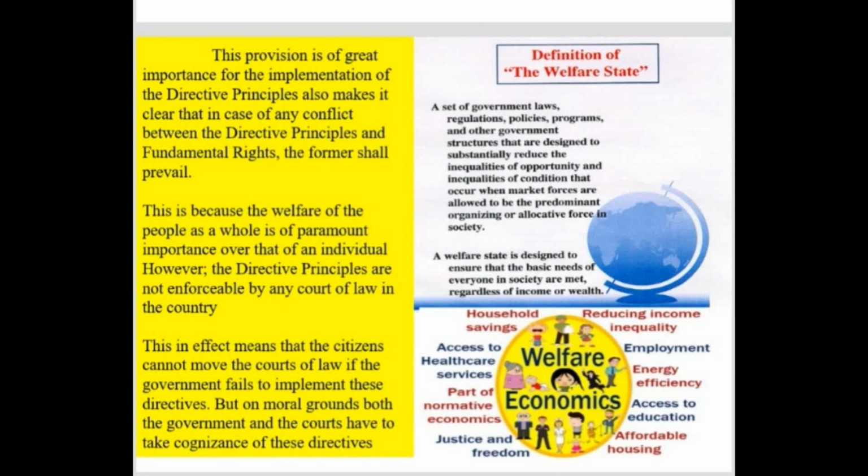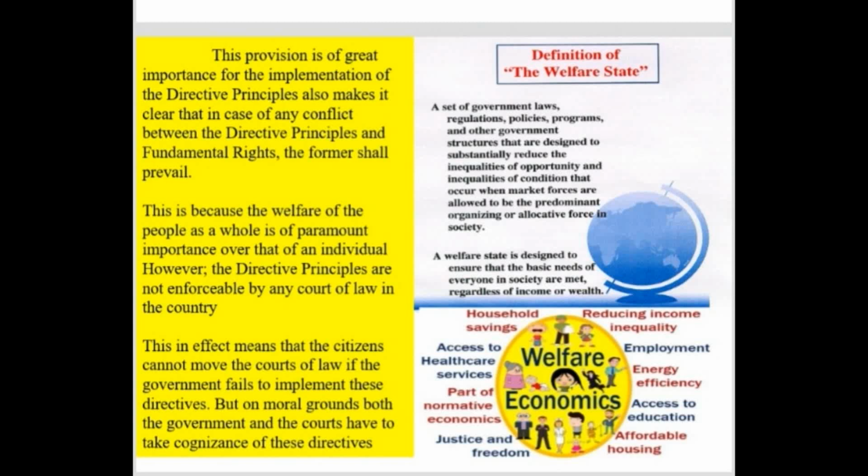So because of such a provision, no law can be declared unconstitutional even though it affects fundamental rights, unless directive principles are implemented efficiently. So it's a very important place given in the Constitution for directive principles. The governments can also take advantage of this, and they can work more efficiently for the implementation of directive principles. And if any conflict arises between fundamental rights and directive principles, then the directive principles will prevail.